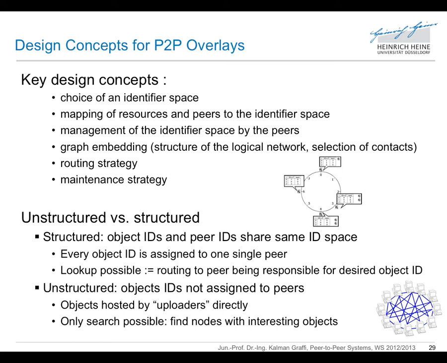On the other side, there are unstructured overlays where object IDs might exist, yeah, they exist, but they have nothing to do with the peer IDs. So they are not bound to each other. That means if you have an object, you typically just leave it at your own device. So objects are hosted by uploaders directly, you do not send it around, you just keep it for yourself. And if you want to search, then you have to look which nodes in the big wide world have it. So find nodes of interesting objects.